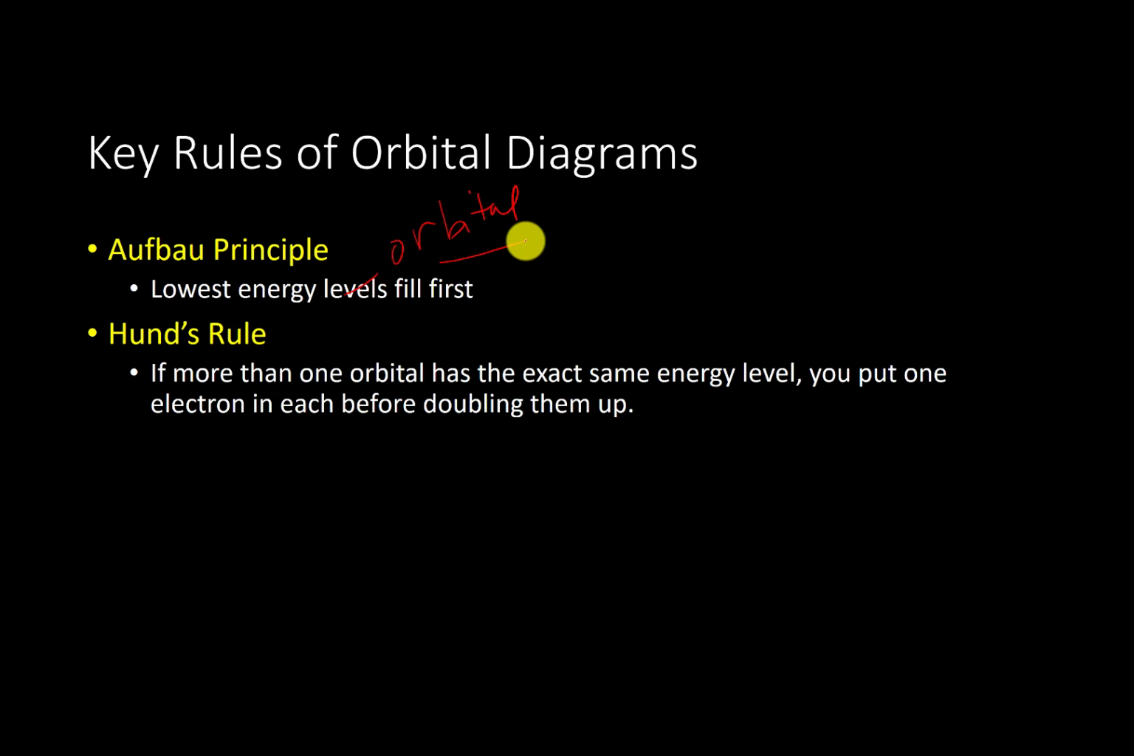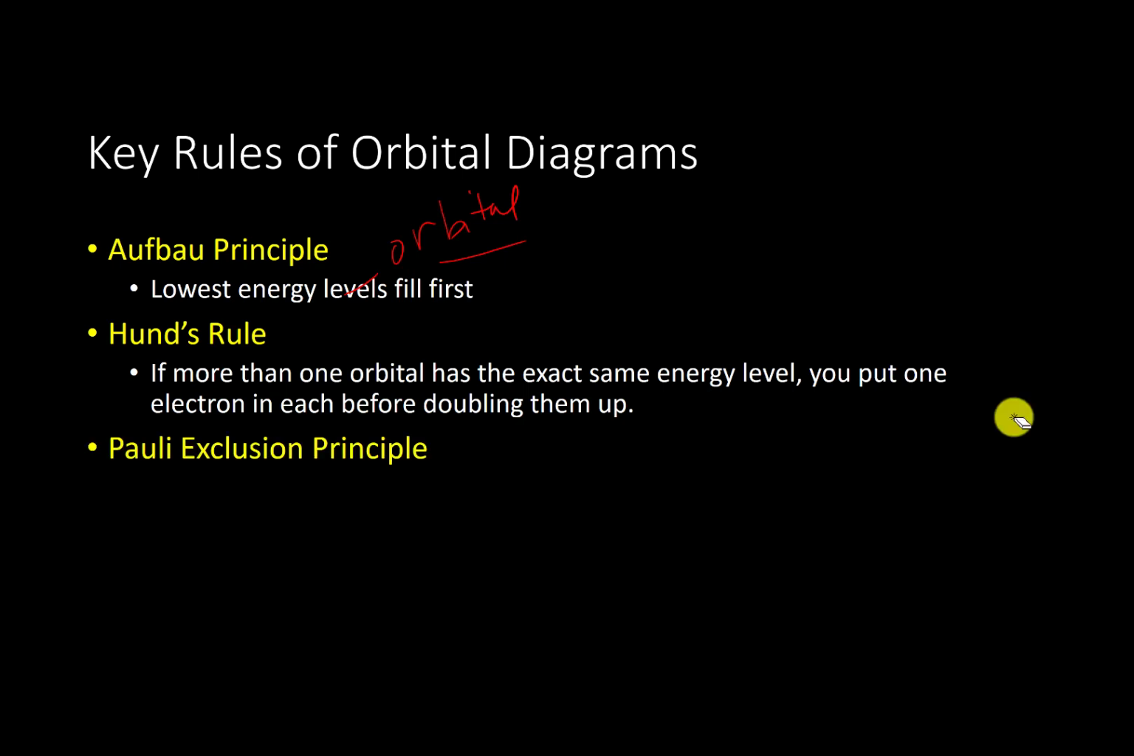Okay. Another way to look at this, you could call this the city bus rule. As you know, on a city bus, nobody doubles up until there's 1 person in each pair of seats. Okay. And then once there's 1 person in each pair of seats, then people finally start doubling up. So you could call Hund's rule the city bus rule, and that would be a good way to remember that nobody doubles up until 1 electron is in each orbital first.